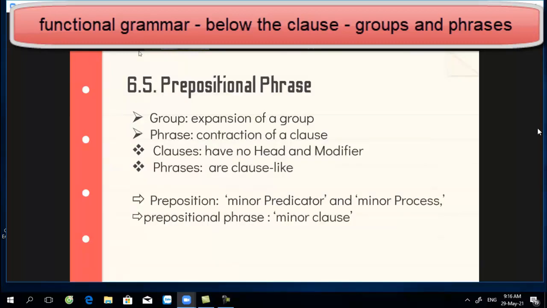Next, the prepositional phrase. As we know, a group is an expansion of a word, and a phrase is a contraction of a clause. So you can see the distinction between a group, a phrase, and a clause.